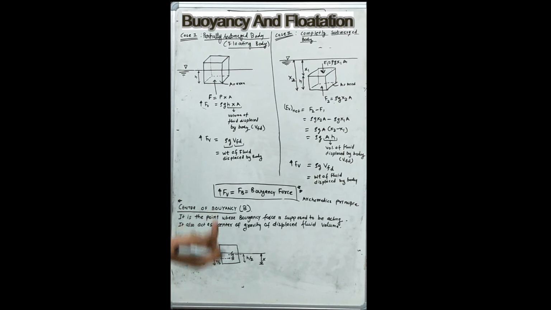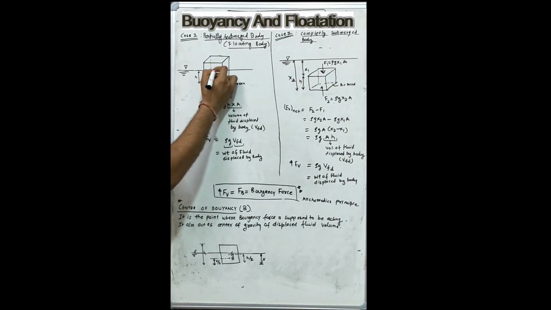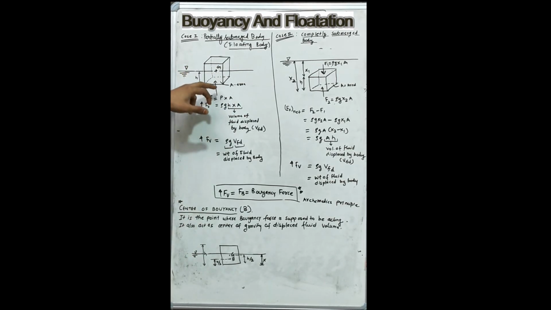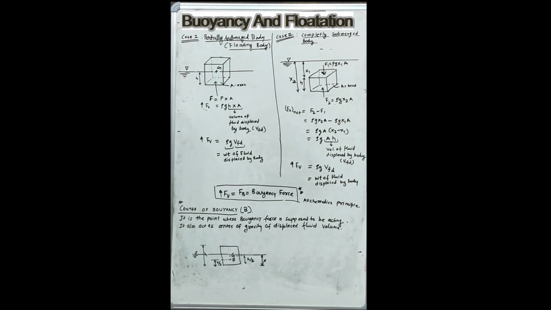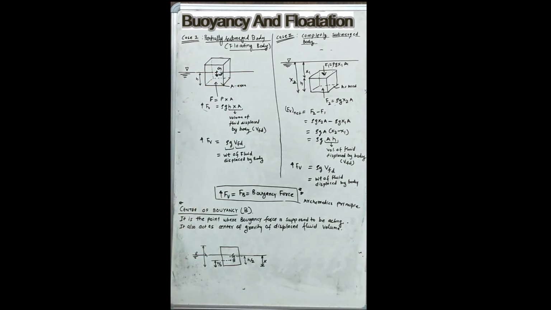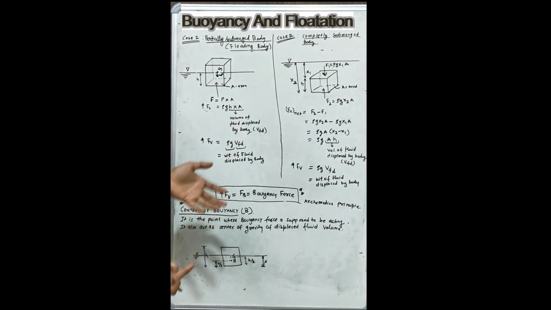So the buoyancy force has to act at a certain point, like the weight of the body. Let us consider G is the center of gravity of this body. So the weight of the body is supposed to be acting at point G, in the downward direction. Now what is the point where this buoyancy force is acting? If this is floating, the weight of the body must be equal to the buoyancy force in order to keep it floating under equilibrium condition, right?